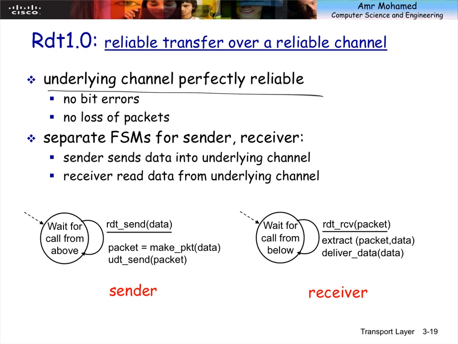When I get this call, all I need to do is just to send the packet. So I create the packet. Create the packet here means that I add the header. I add the transport layer header. And then I do a UDT send, because in that case, it's unreliable. And I keep myself in the same state. I don't have to wait for anything else. This is the only state. Okay? It's because everything is perfect, channel is reliable, so I don't have to do anything specific.